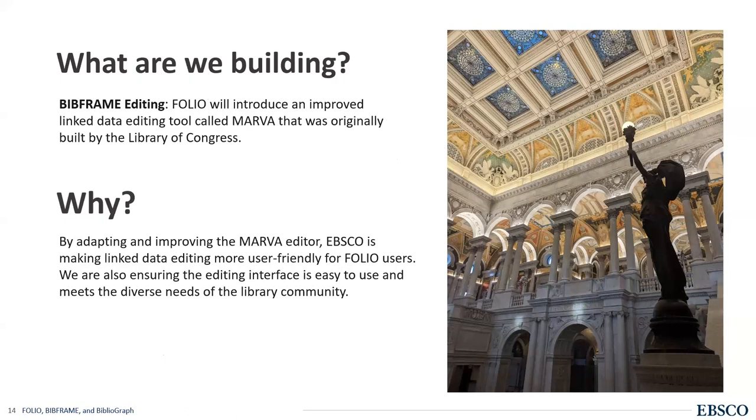So Marva is an application that was initially built by the Library of Congress for the description of resources. And Marva contains many profiles. For example, it's got manuscripts and rare books and loads of other things. But what we're doing within the project at the moment is we're elaborating on this and we're integrating the Marva editor into Folio. But we're also ensuring that the Marva editor can be used externally to Folio, so it can be used by other applications. So that would allow libraries that don't have Folio to utilize a BibFrame editor in their workflows.